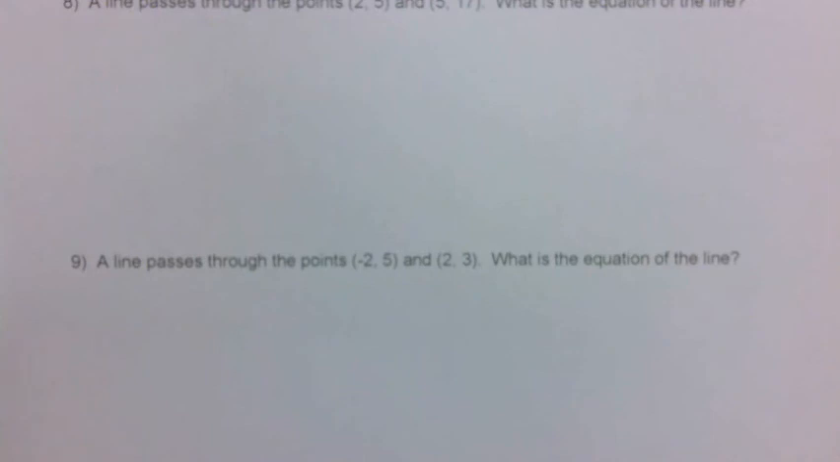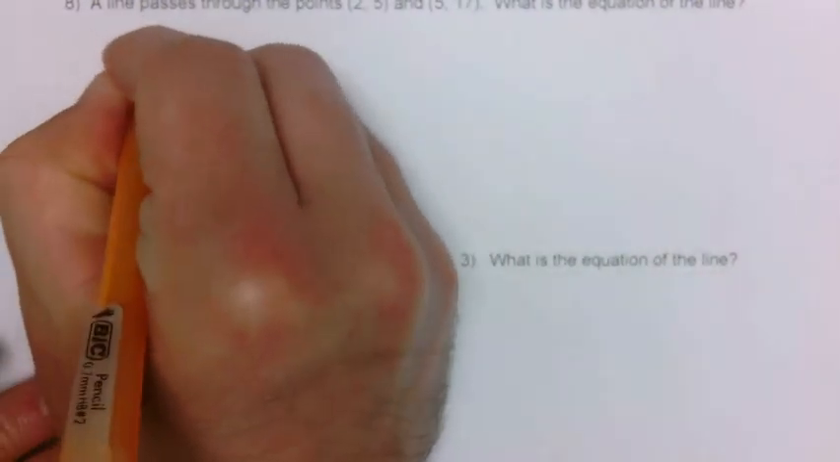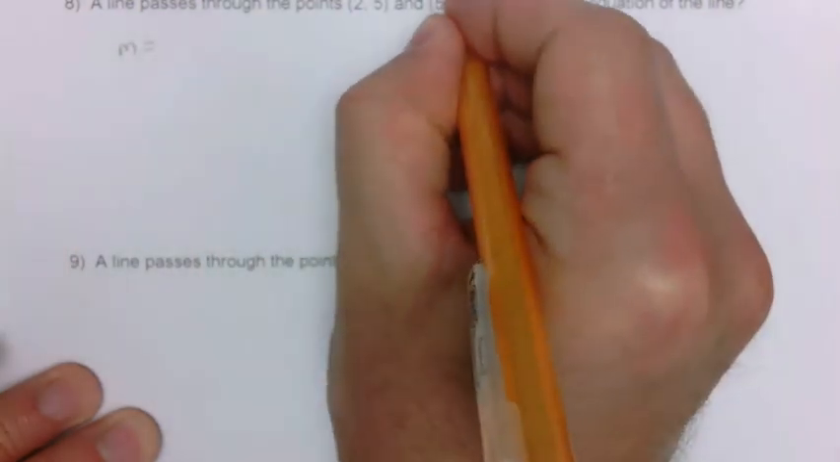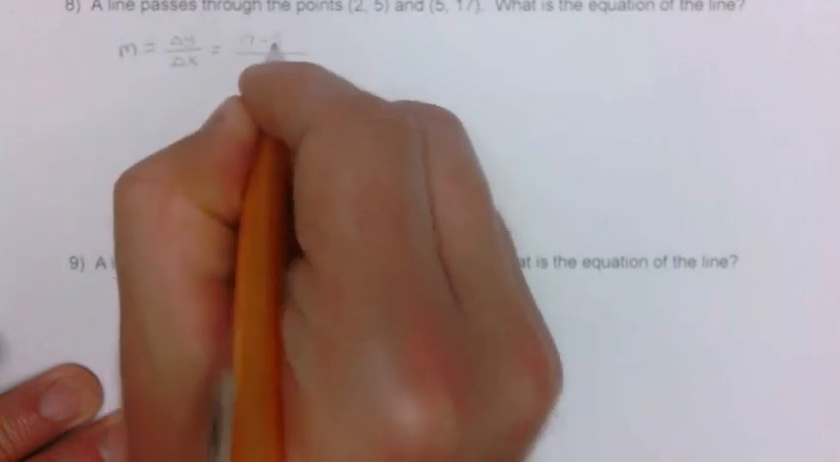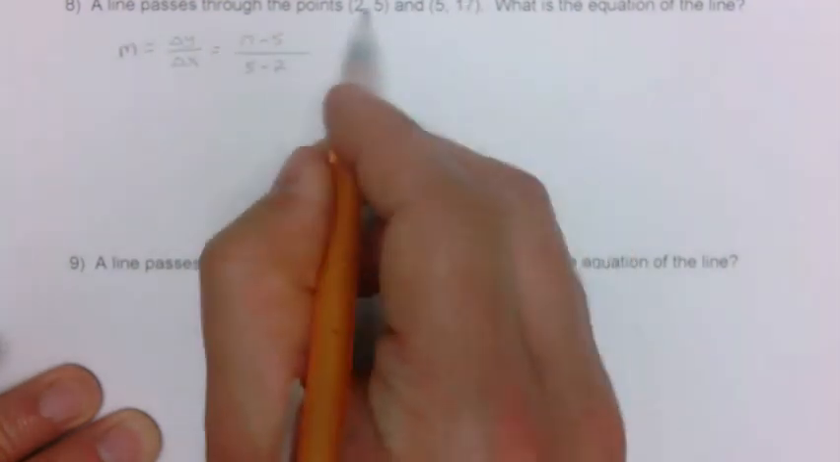In our final two examples, I'm going to use 2 points that the line goes through in order to come up with the equation of the line. In example 8, we're told that a line passes through the points 2, 5 and 5, 17. What is the equation of the line? All right, well, if I'm given 2 points, I know right away I can calculate the slope m. M equals, all right, let's use this as point number 2, and this is point number 1. All right, so to calculate the change in y over the change in x, I'm going to do 17 minus 5 over 5 minus 2.